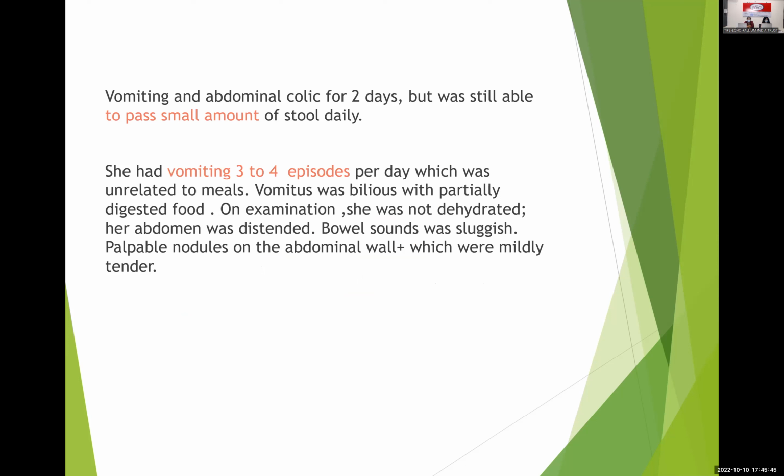She also had vomiting and abdominal colic for 2 days, but was still able to pass a small amount of stool daily. She had vomiting 2 to 3 episodes per day, which was unrelated to meals. The vomitus was bilious with partially digested food. Now, where do you think is her obstruction?